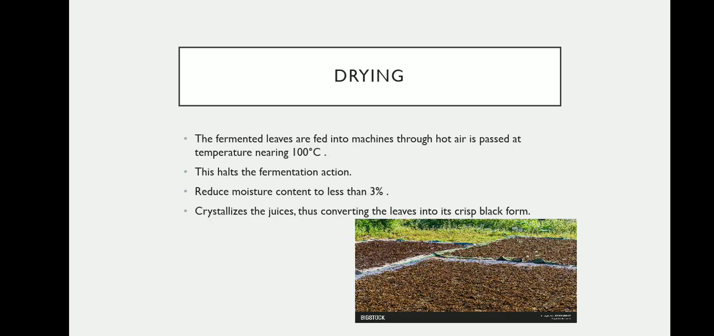Then the next process is drying. The fermented leaves are fed into a machine through which hot air is passed at a temperature nearing 100 degrees Celsius. This halts the fermentation action. The moisture content of the leaves after drying is less than 3%. The juices produced in the withering and fermentation processes crystallize in this process, thus converting the leaves into their crisp black form.